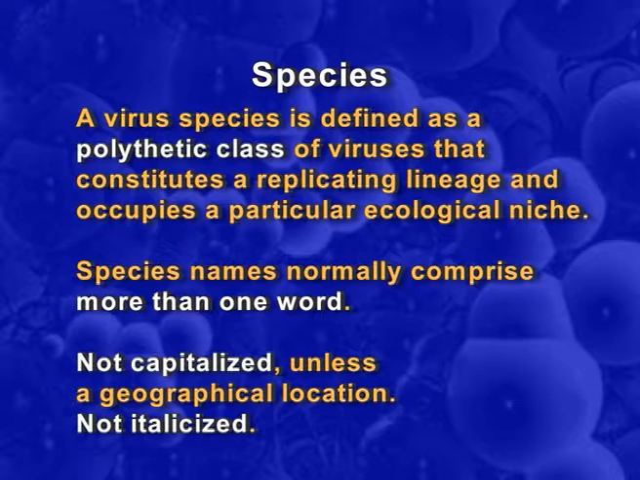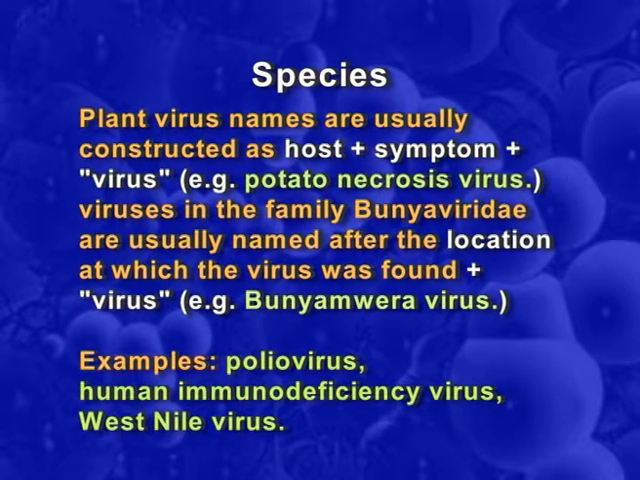Under special conditions, when the species name includes certain geographical locations, then only capital letters are used. In case of plant viruses, we have seen that the naming of the virus is done on the basis of the host and the symptoms that they cause, followed by the name virus. As in potato necrosis virus, it means this virus infects potato and causes necrosis, and hence the name. Viruses also have names based on the geographical locations from where they have been isolated, such as Buniam vera virus.